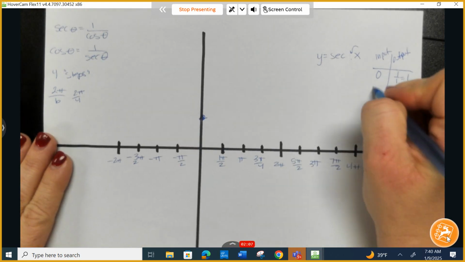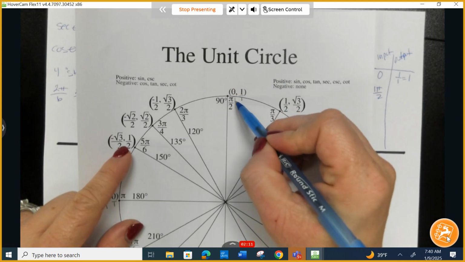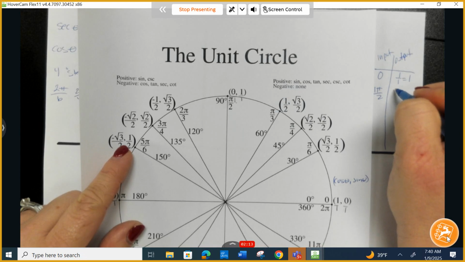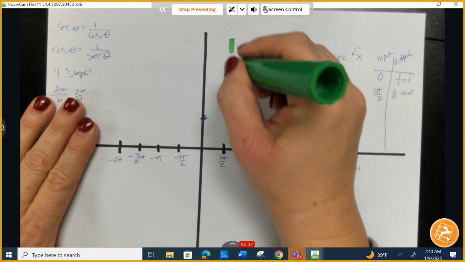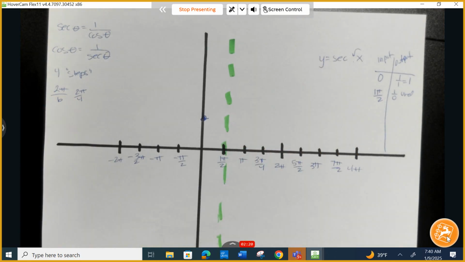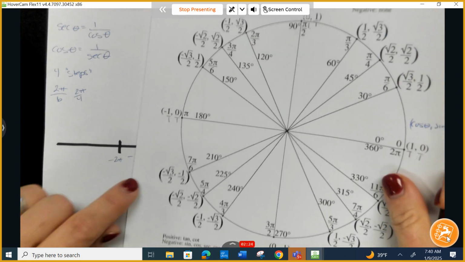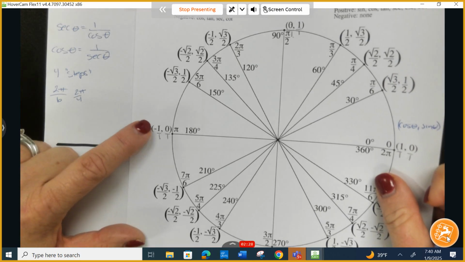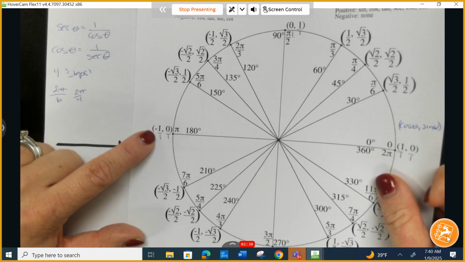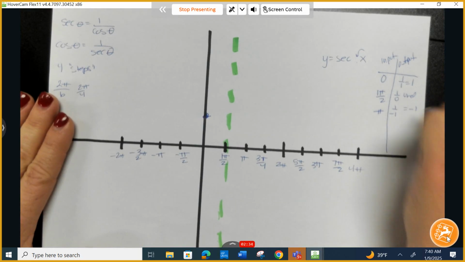Pi over 2. Let's figure out what the cosine is. The cosine is 0 over 1. If I take the reciprocal, it's 1 over 0, which is undefined. Let's move on to pi. At pi, I'm searching out for what is the cosine. It's negative 1 over 1. What's the reciprocal of negative 1 over 1? It's 1 over negative 1, or negative 1.